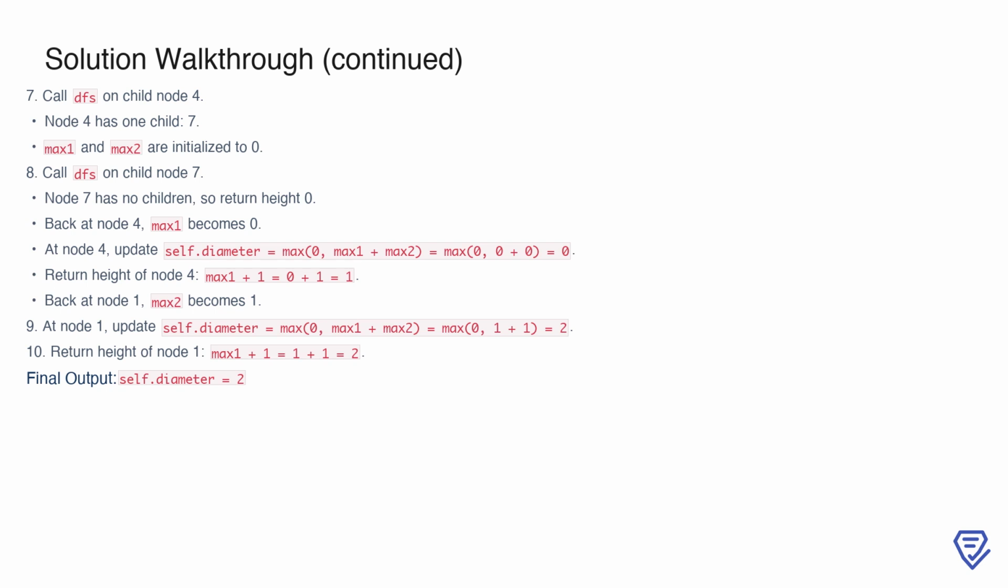At node 4, the diameter is updated as the sum of max1 and max2, which is 0 plus 0, resulting in a diameter of 0. The height of node 4 is then calculated as max1 plus 1, which is 1, and this value is returned. Back at node 1, max2 is updated to 1, corresponding to the height of node 4.